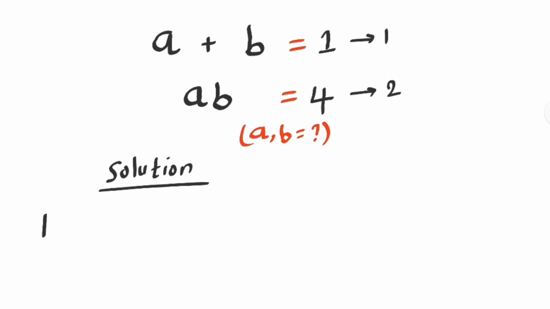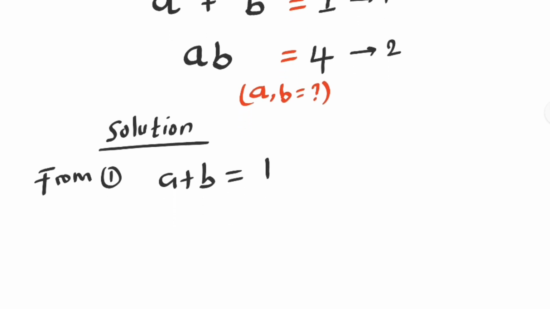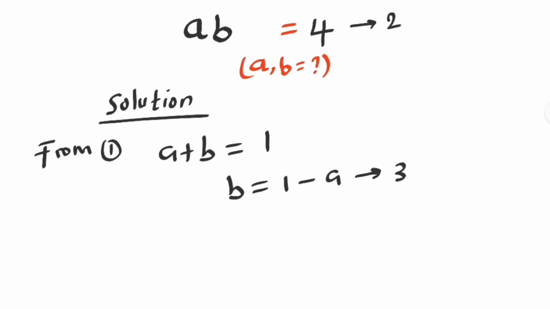Now from equation 1, A plus B is equal to 1. Let's make B the subject of the formula. B is equal to 1 minus A. Let us call this equation 3.